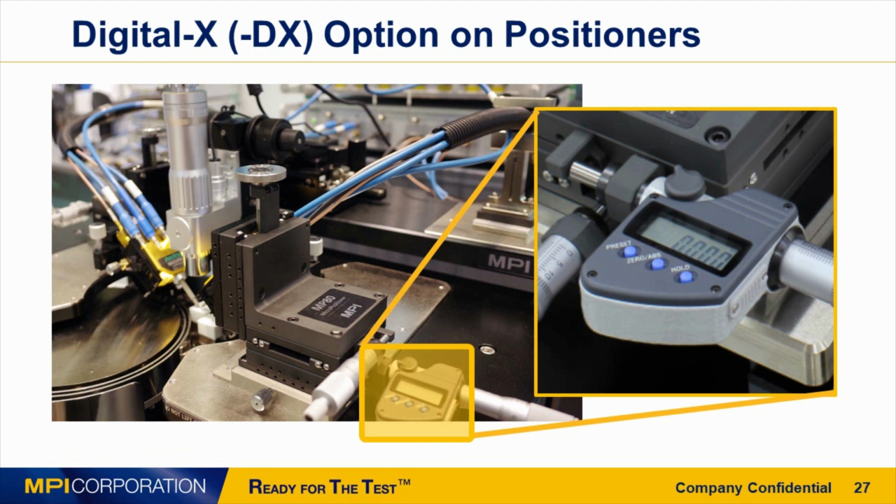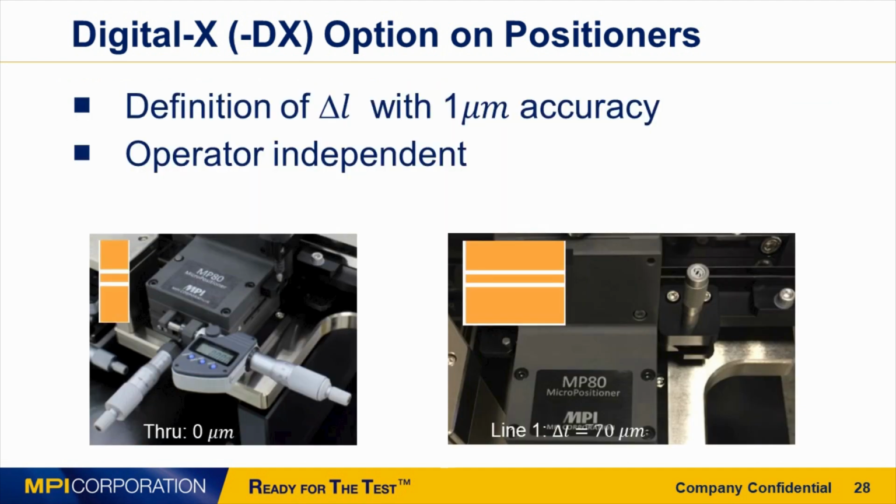Another key system option is the digital micrometer integrated at the x-axis of the RF positioner. We call this option DX. This option enables easy and quick adjustment of the probe-to-probe distance with 1 micron accuracy and repeatability. This is extremely helpful when the operator needs to calibrate the system using the multi-line TRL.